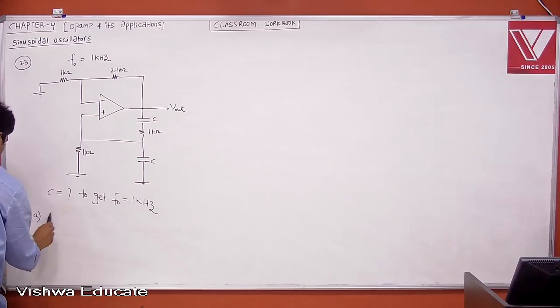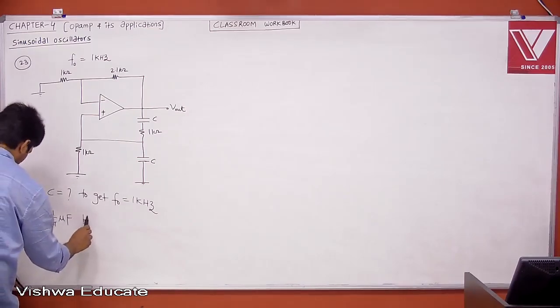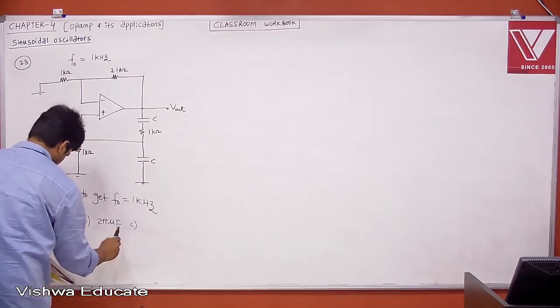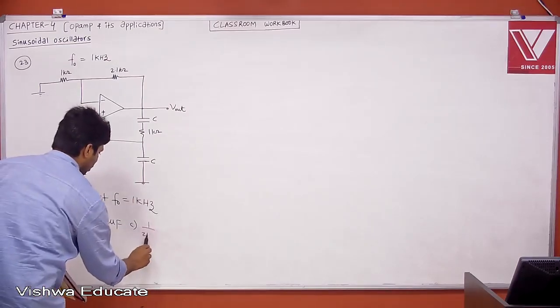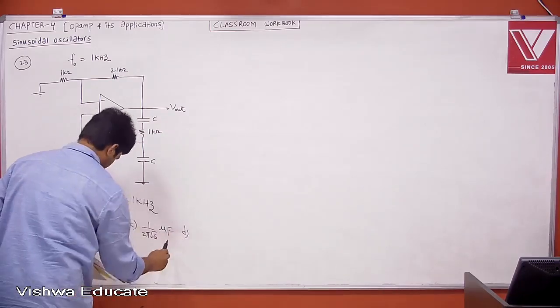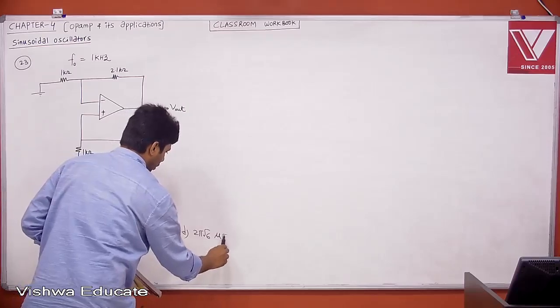Option A: 1 by 2 pi microfarad. Option B: 2 pi microfarad. Option C: 1 by 2 pi root 6 microfarad. Straightforward. Option D: 2 pi root 6 microfarad.